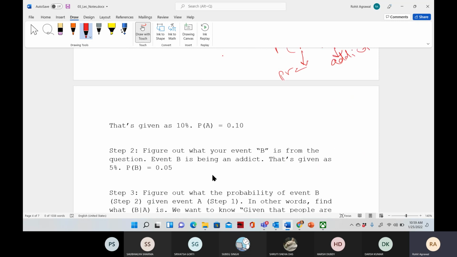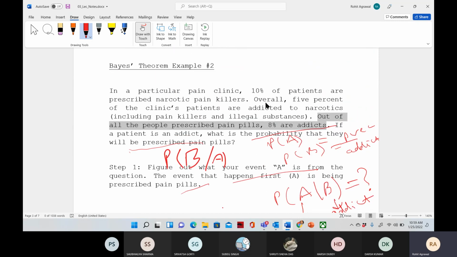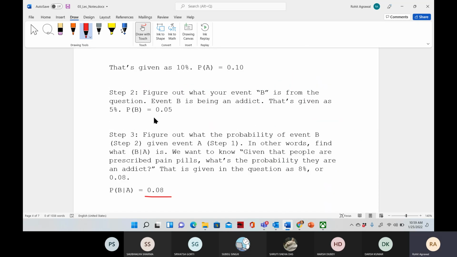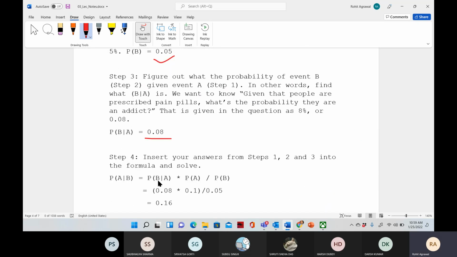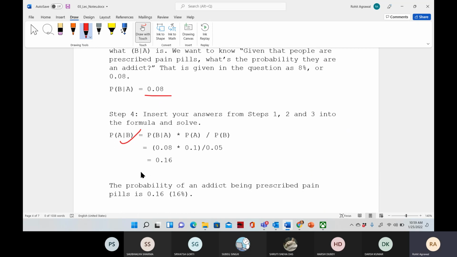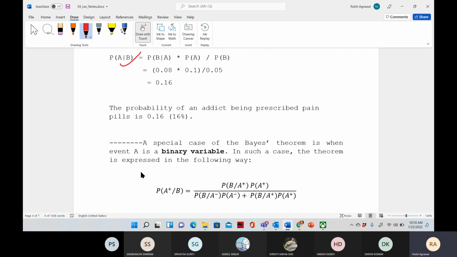ठीक है, now from the question, overall 5% of the clinic patients are addict. So this is your P of B. ठीक है, तो this is P of B. ठीक है, all the three things are given to you, just put in the formula and your solution will be there. ठीक है, okay, if this is clear, then there is a special case.